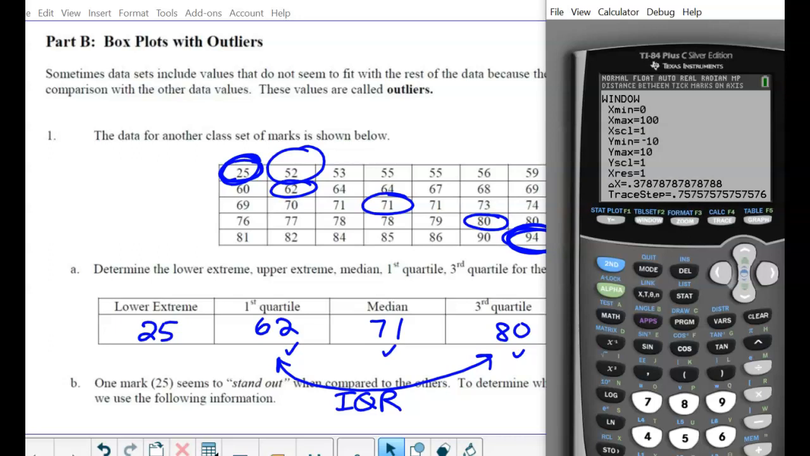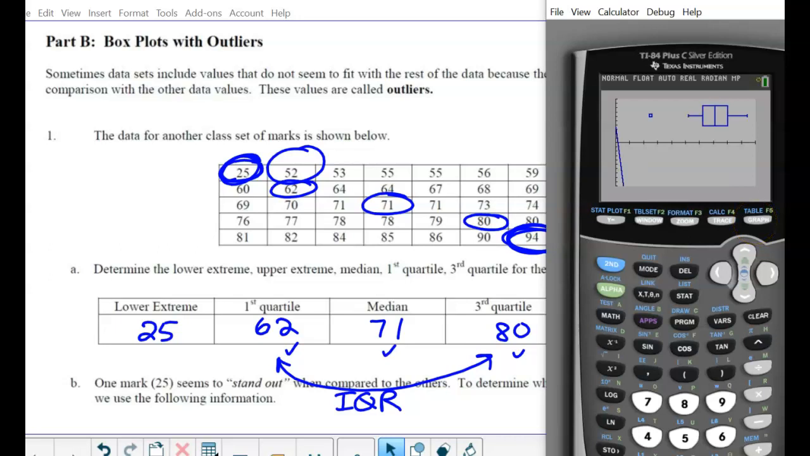Okay. Scale, does it really matter? Not really. You can go up by 10s if you want. I think they went up by 5s, but it doesn't really matter. The Y values, it doesn't matter. We'll see if you change them what it looks like. It's just going to plot it higher or lower. So let's leave it as is and press graph.